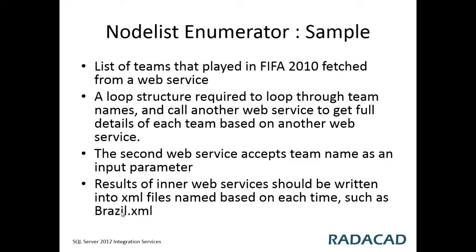Then we want to loop through a list of team names. These team names are provided as a result of that web service, which is XML. So we want to loop through that XML, through those team names, and then call another web service, which provides the full details of each team. For example, name of coach, name of goalkeepers, all other details. And then we want to create a specific XML file for each team based on the name of each team. The second web service accepts the team name as an input parameter.